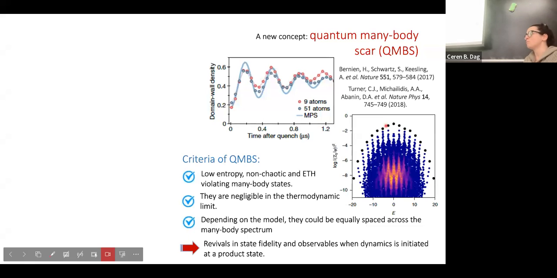That means if you prepare an initial state that can overlap with these special states, you can have these well-defined oscillations. What you see here is the overlap of the eigenbasis with the Z2 product state. It turns out that the initial state you need to prepare to probe this physics is a product state that can be conveniently prepared in the lab. That was the reason why it was measured first. These people called this phenomenon quantum many-body scars. But where did that come from? Where did they get their inspiration?